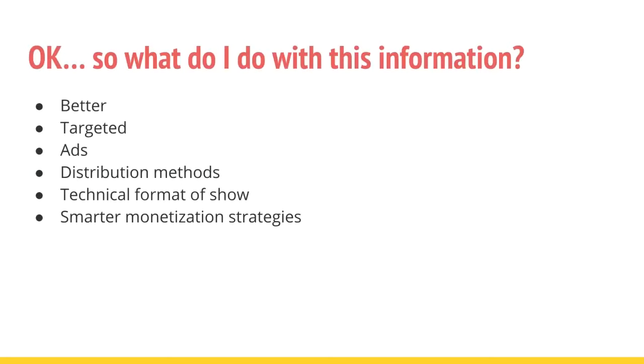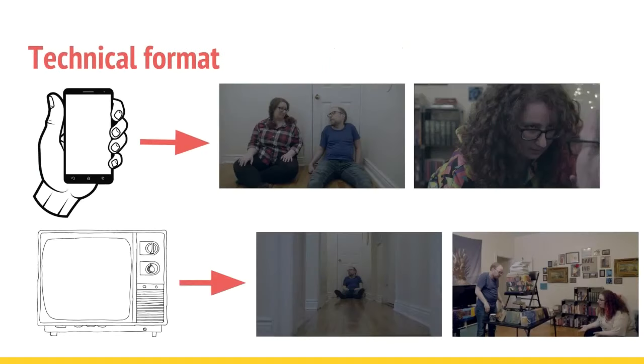But also, all of these things will help you determine the distribution methods for your show, the technical format of your show, and smarter monetization strategies. So, technical format. If your audience is probably going to watch your content more often on a phone, you're probably going to want to stick to, if you're going to do a wide shot, closer up wide shots and ultra close-ups on characters, because the screen is small and you want to make sure they're really picking up on the nuances of what you're doing. Whereas if you think your audience probably watches on larger screens, so laptop or larger, you might get away with broader, wider shots. They're a little bit more cinematic. And you might be able to get away with having a lot more information on screen that they can pick apart, because their screen is as big as the information that you're giving them.